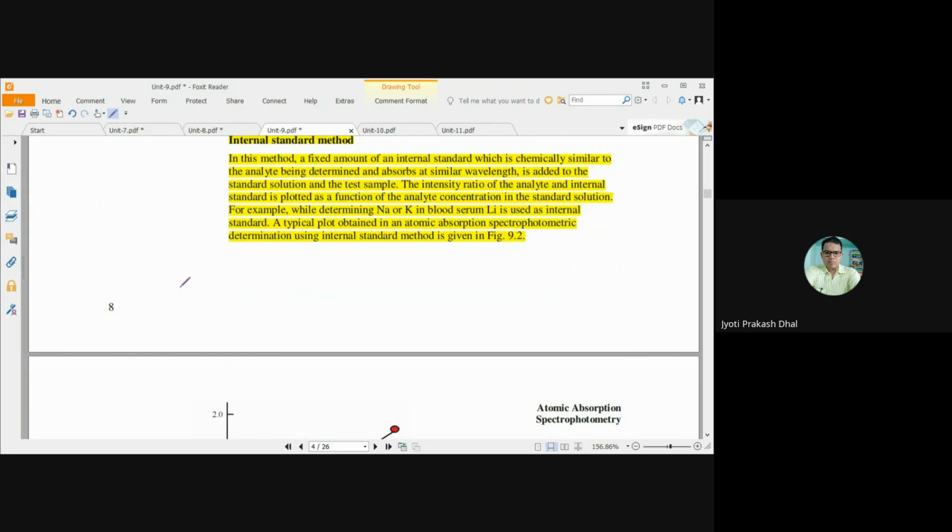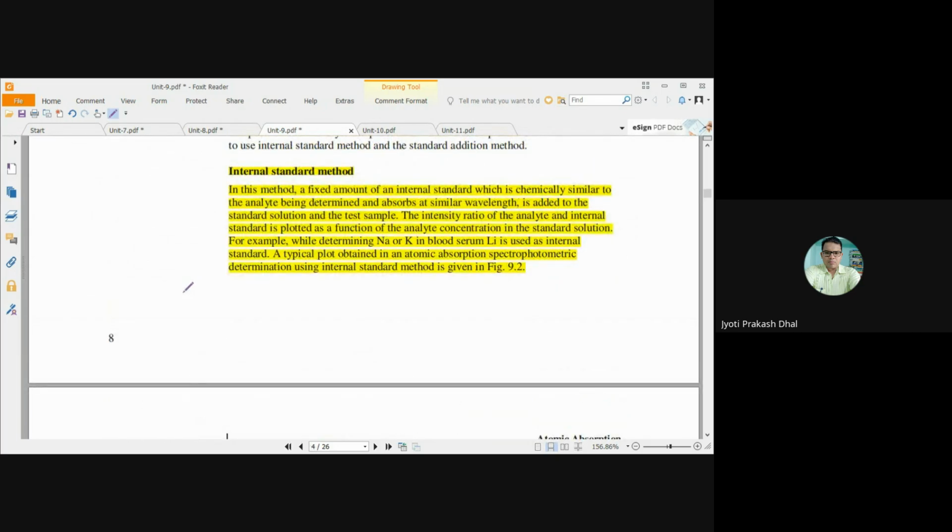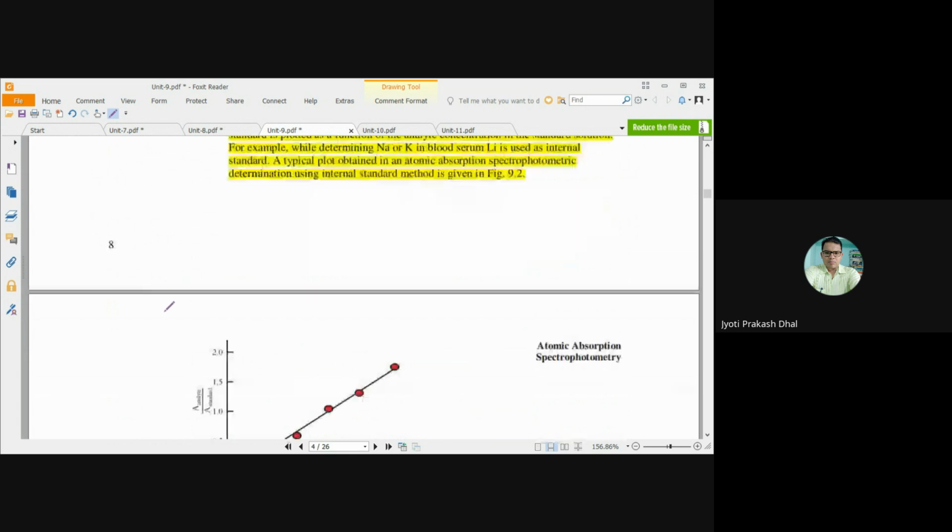So the next one is the internal standard method. In the internal standard method, a fixed amount of internal standard, which is chemically similar to the analyte being determined and observed at a similar wavelength, is added to the standard solutions and to the test sample. The intensity ratio of the analyte and internal standard is plotted as a function of analyte concentration in the standard solution. For example, for the determination of sodium or potassium in blood serum, lithium is used as the internal standard. A typical plot obtained from the atomic absorption spectrometer is shown here.